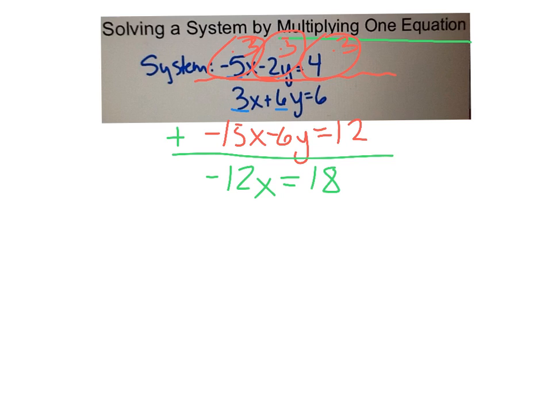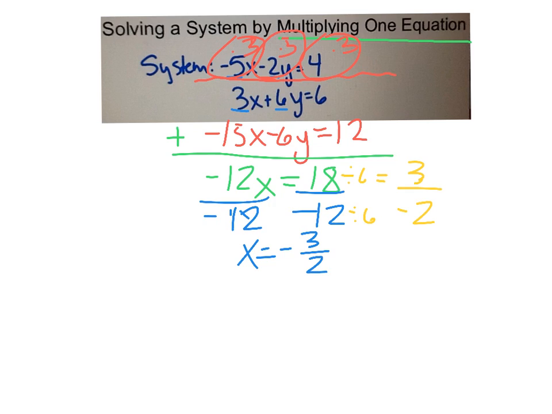So x is being multiplied by negative 12, so we need to divide by negative 12. Okay, so now I already mentioned you can't divide 18 by negative 12. However, you can divide both 18 and 12 by the same number, and that number is 3. Excuse me, there's a bigger one. That number is 6. So 18 divided by 6 gives us 3, and negative 12 divided by 6 gives us negative 2. So our x equals negative 3 halves.